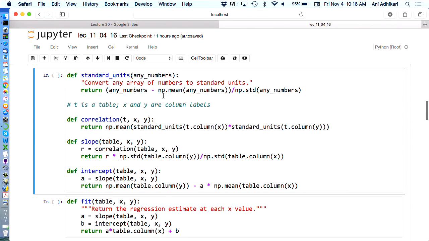And so we will define a function called fit. So that's function number 5, and all these 5 go together. It takes as all of these the name of your table, the label of your x column, and the label of your y column. It calculates the slope and calls it A. It calculates the intercept and calls it B. And then it returns an array, A times the column x plus B. So in one swoop, it gives you all of your predictions for every row of your table. Questions about the definition of fit, the purpose, anything else?